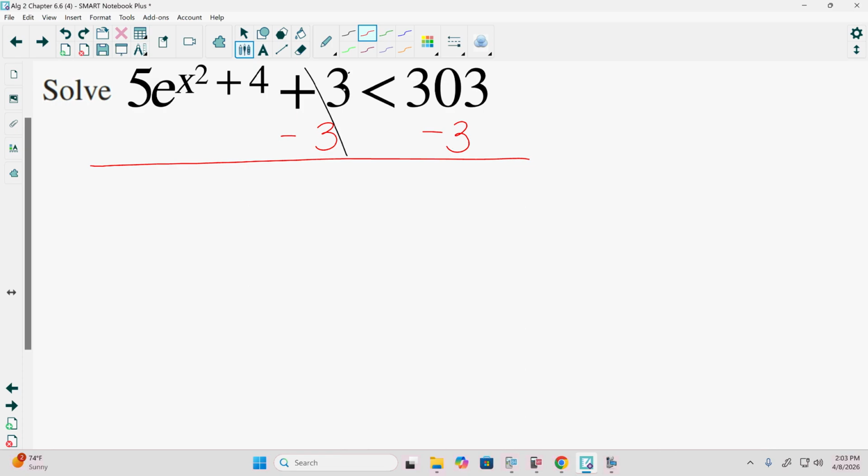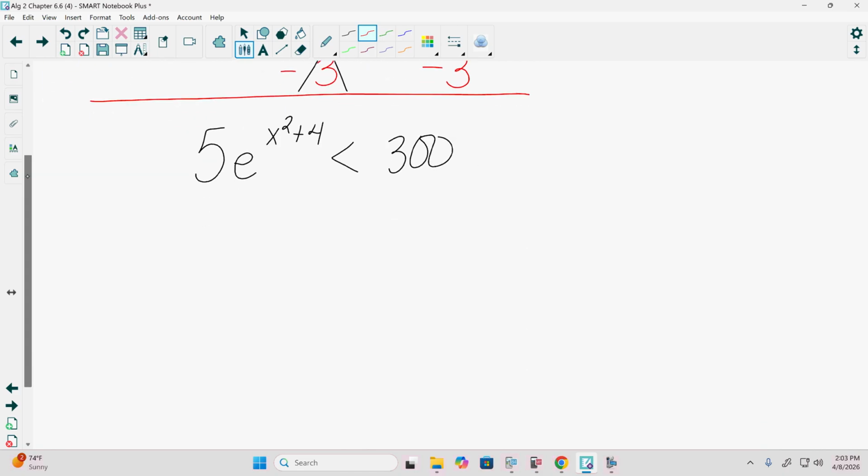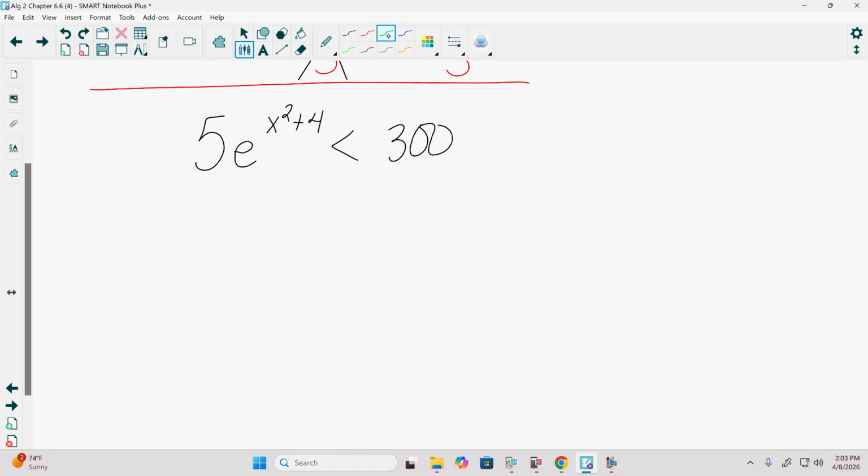Because 3 minus 3 would be 0. Telling me I have 5e to the x squared plus 4 is less than 300. E is not by itself. There's nothing else to add or to subtract from both sides, so we're going to have to divide both sides by 5. Telling me e to the x squared plus 4 is less than 60.